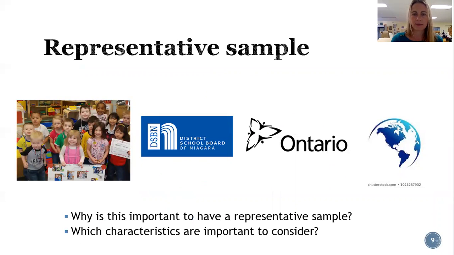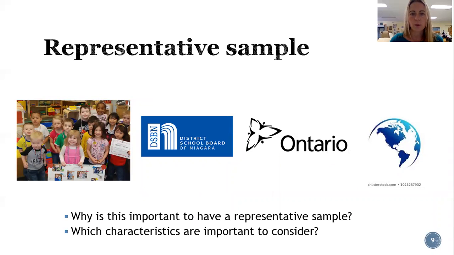So suppose this was our sample of children, our kindergarteners. We would want to make sure that features such as how many girls or boys we recruited, what their family background is, what their ethnic background is, that the sample that participates in our study is representative of the kindergarteners in Niagara, in Ontario, in the world in general.